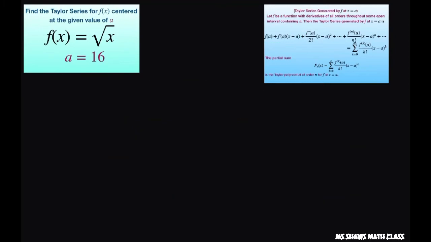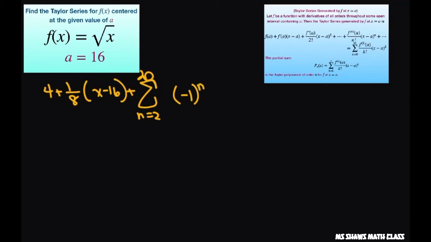All right, so that's going to simplify to 4 plus 1/8 times x minus 16 plus the sum. And now we're starting at n equals 2 to infinity. And we have negative 1 to the power of n minus 1. And it's 1 times 3 times 5 times dot dot dot times 2n minus 3. This is going to be times x minus 16 to the power of n.